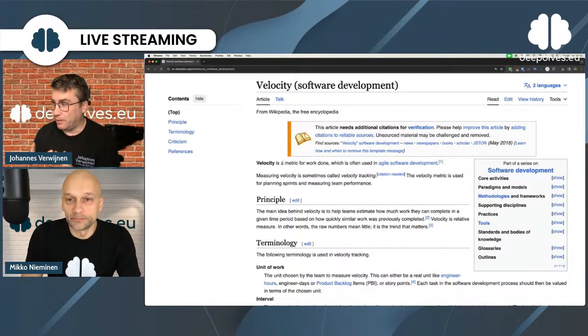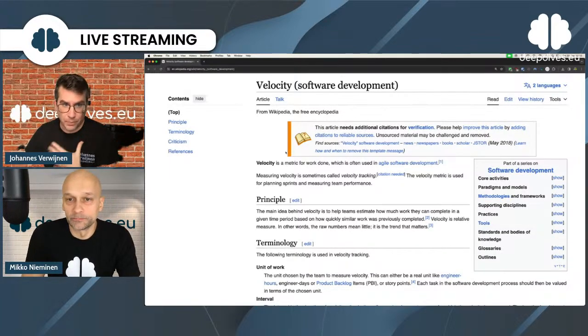And of course, velocity is something that we get through this kind of automation, right? So through DevOps. And that's why I wanted to bring it up, because this is not clear for everyone.